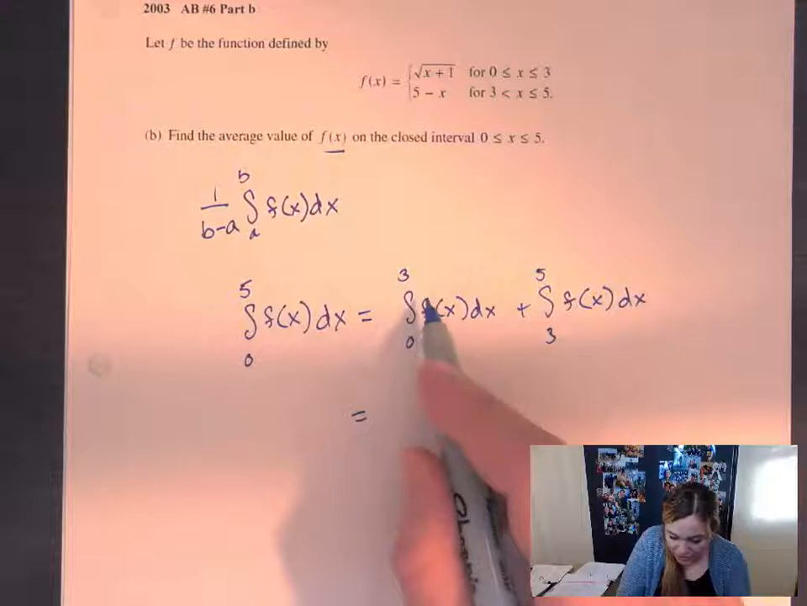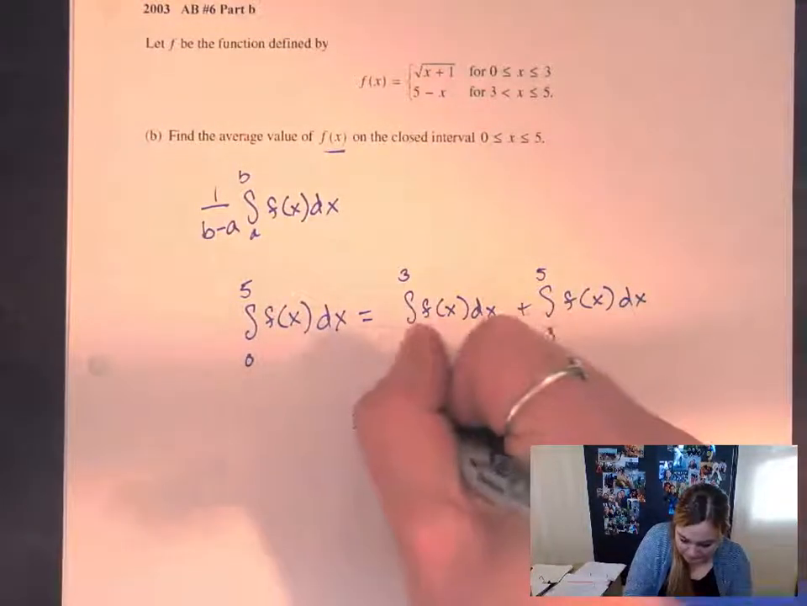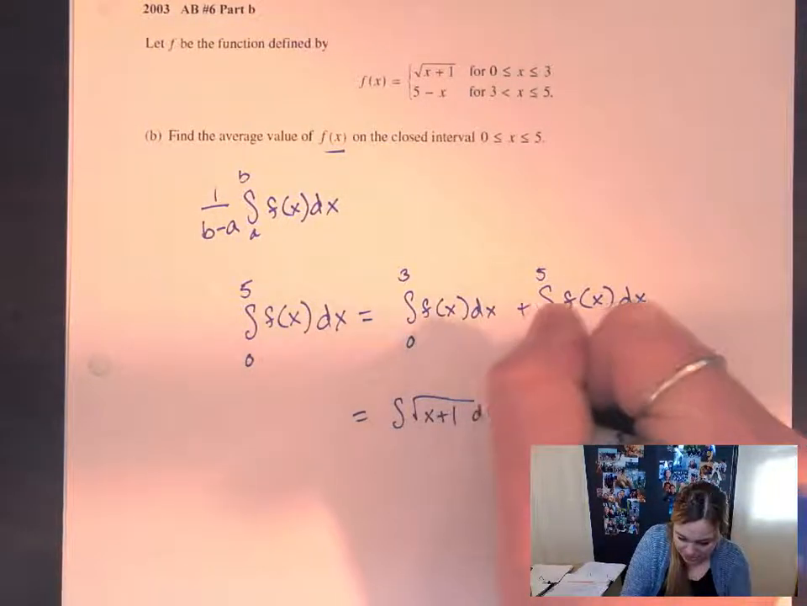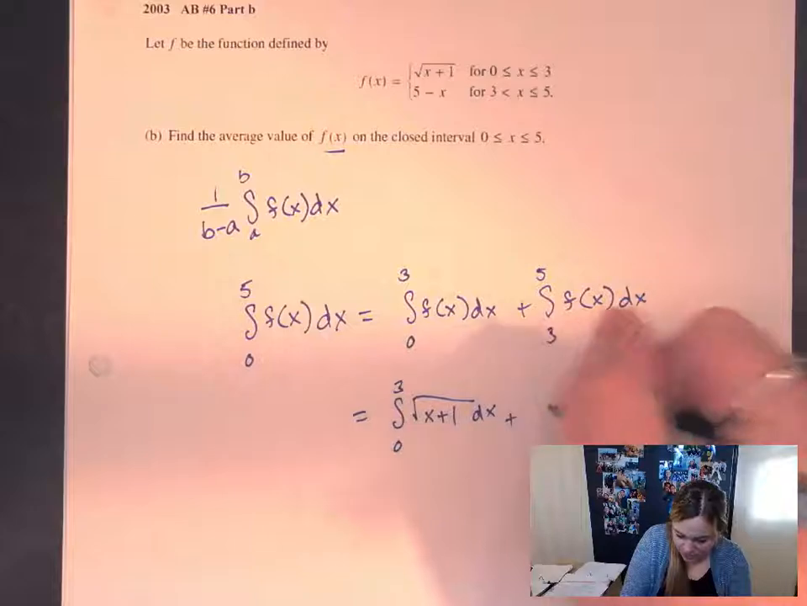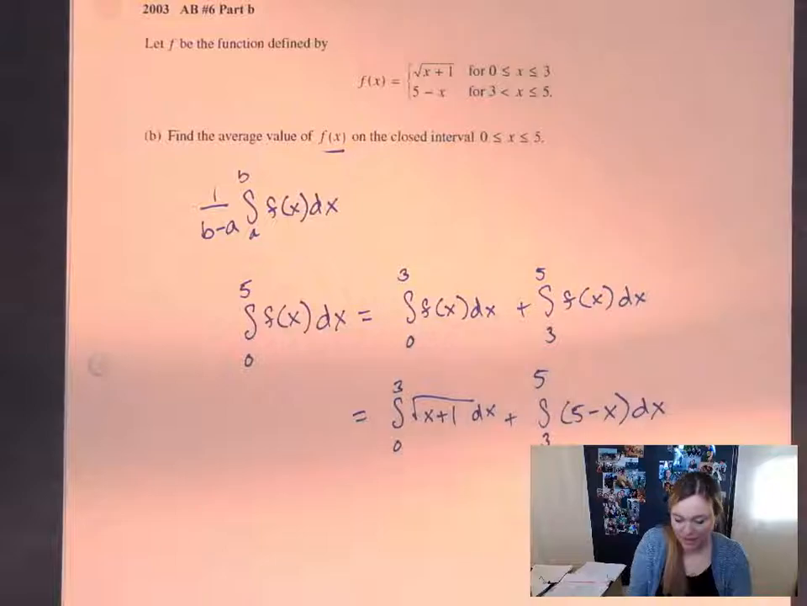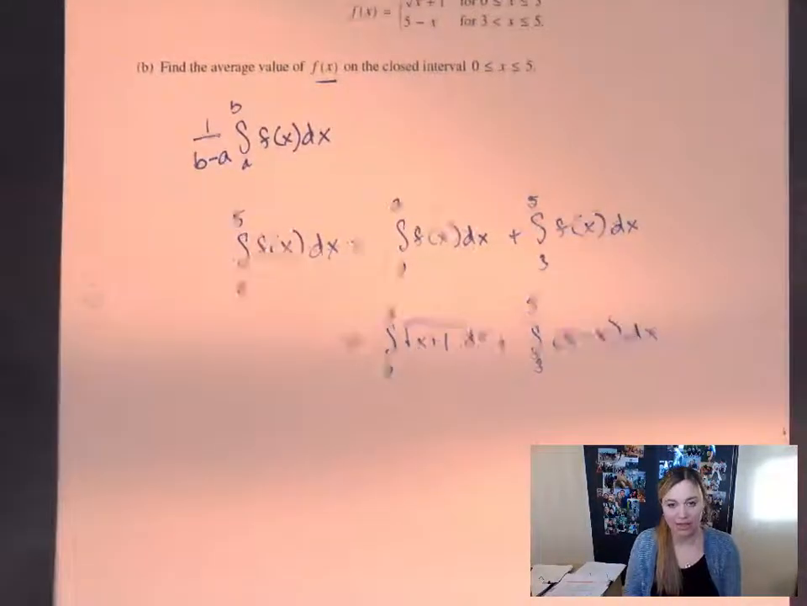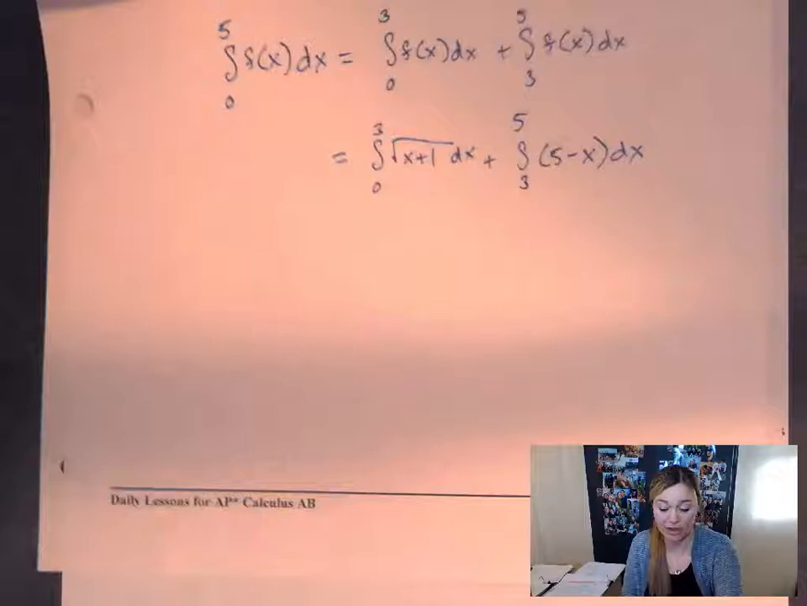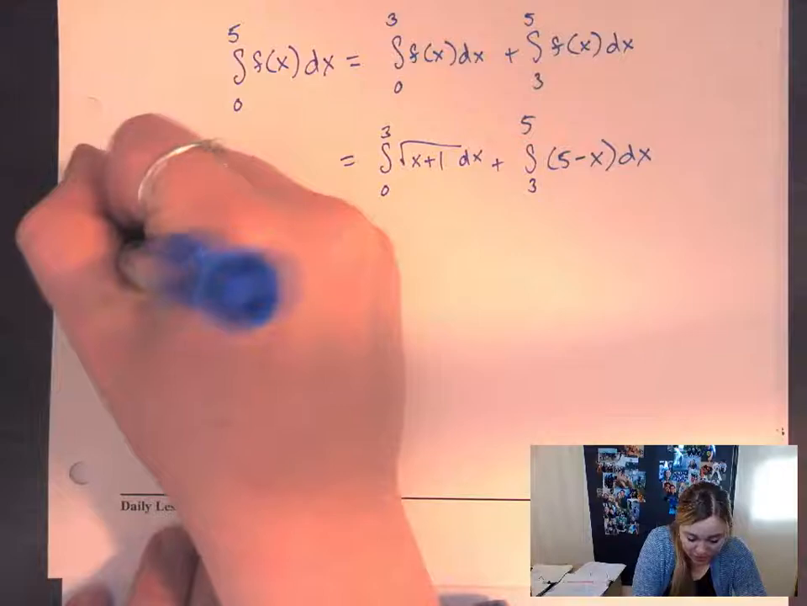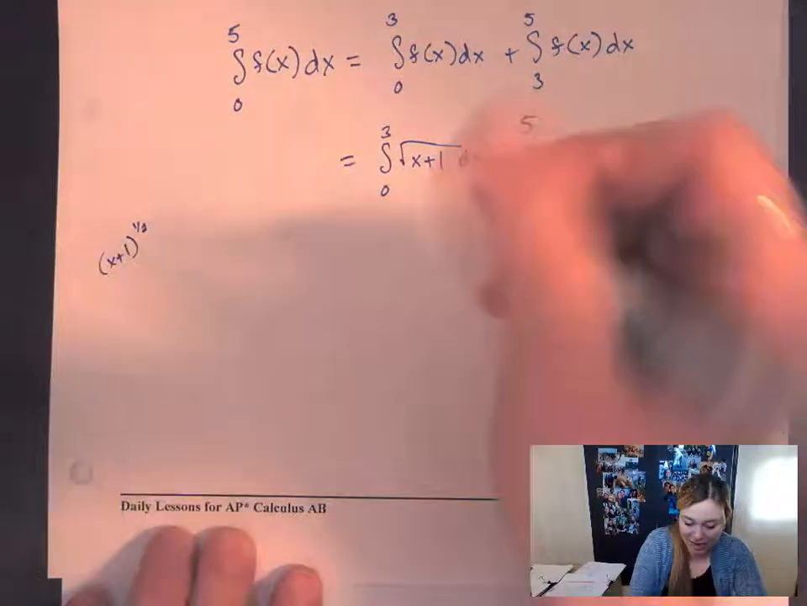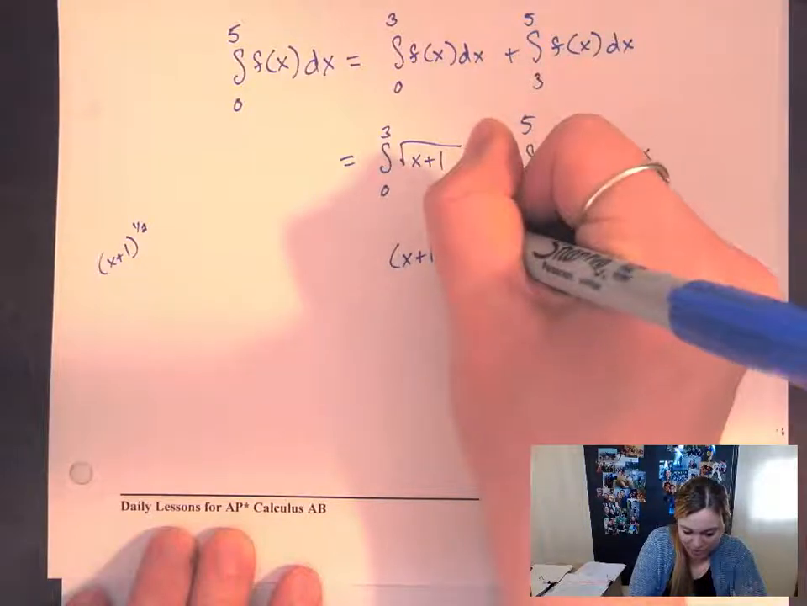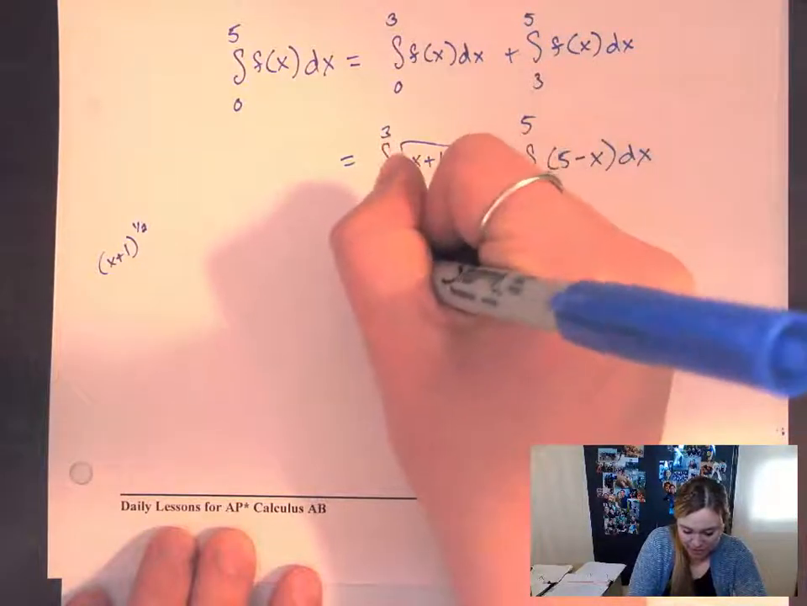So from 0 to 3, I would have the integral of the square root of x plus 1 dx plus 3 to 5, the integral of 5 minus x dx. And I could actually find both of these values. How, you ask? I could do the area under the curve, but I don't have a curve, so I'm going to do fundamental theorem of calculus. Remember, the square root of x plus 1 is the same thing as x plus 1 to the 1/2 power, so I'm going to add 1 to the exponent. 1/2 plus 1 would be 3/2 divided by my new exponent.